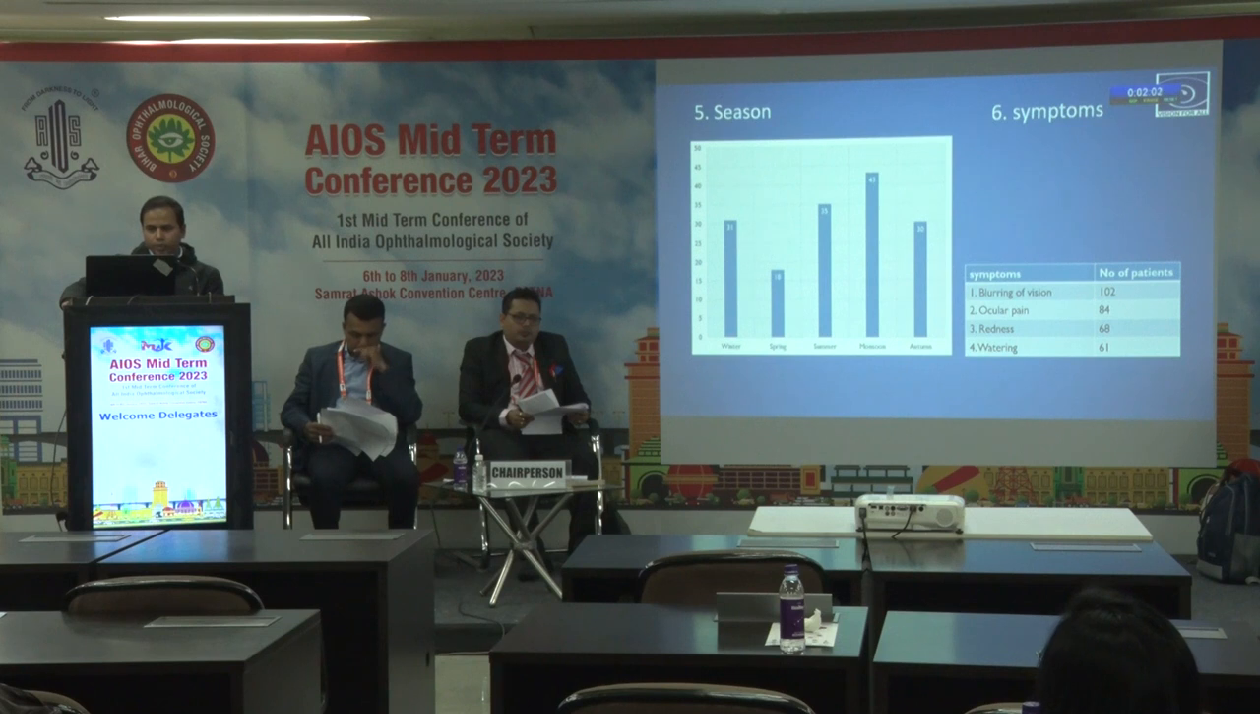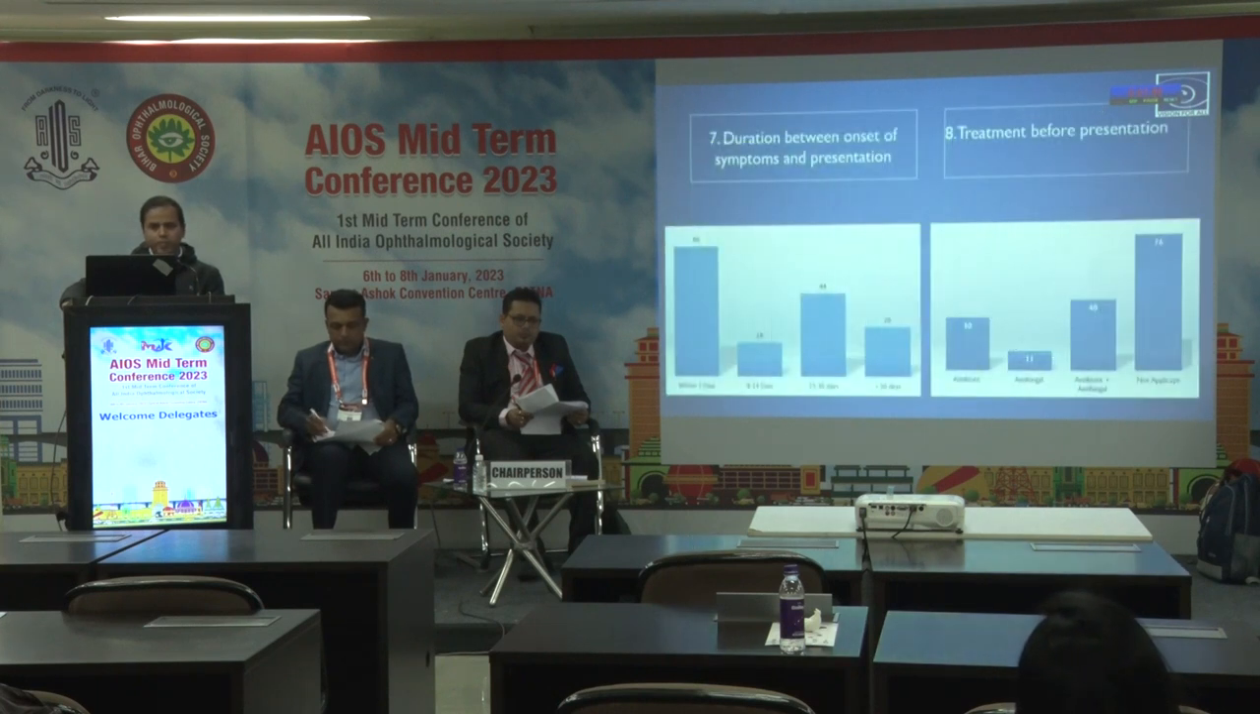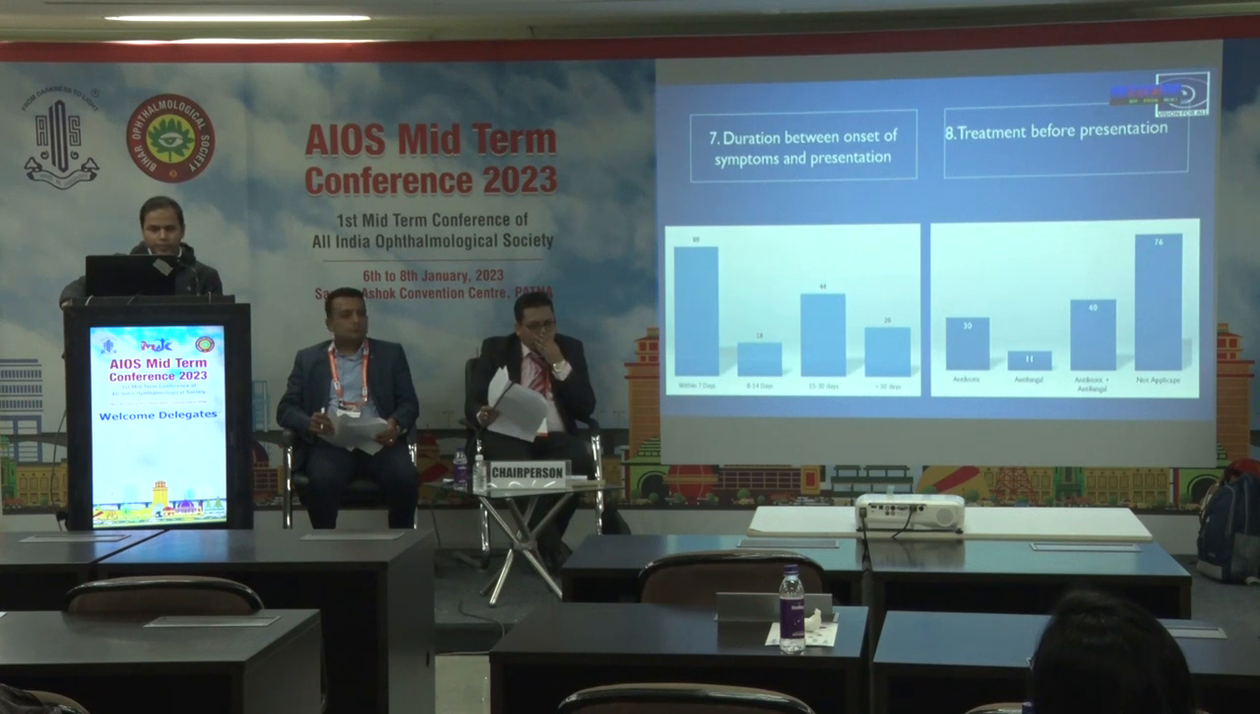Symptoms were blurring of vision in 102 patients, and ocular pain, redness and watering in the rest of the patients. Regarding duration between onset of symptoms and presentation, 69 patients reported within 7 days of the initiation of symptoms. Regarding treatment before presentation, 40% were on mixed treatment, antibiotic plus antifungal, in this study.